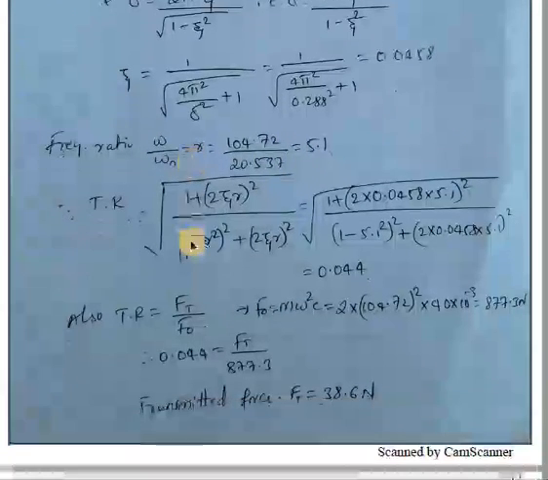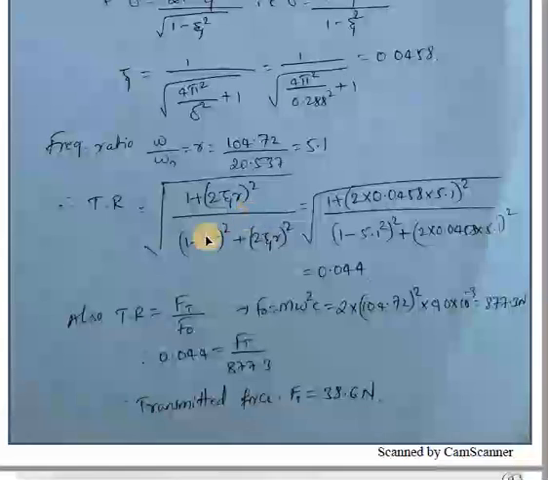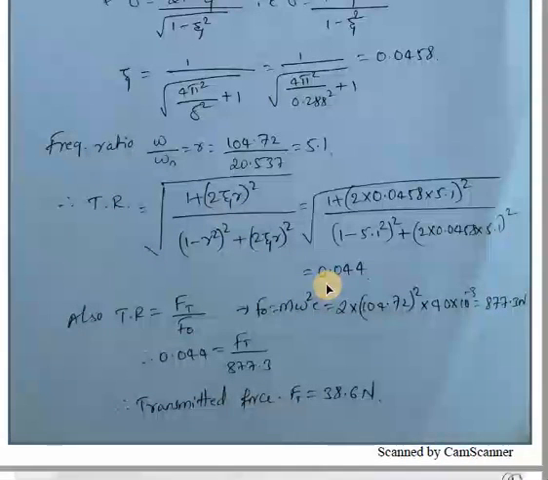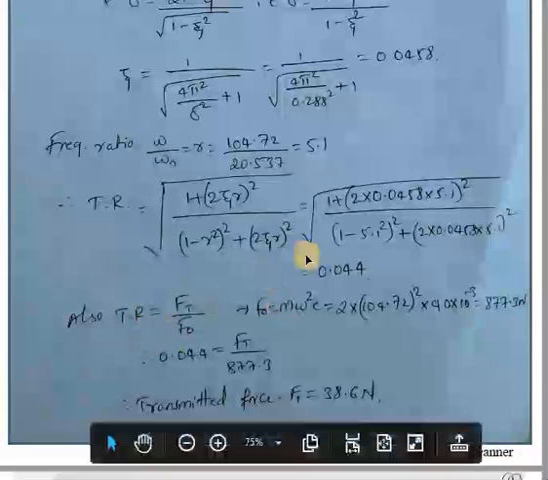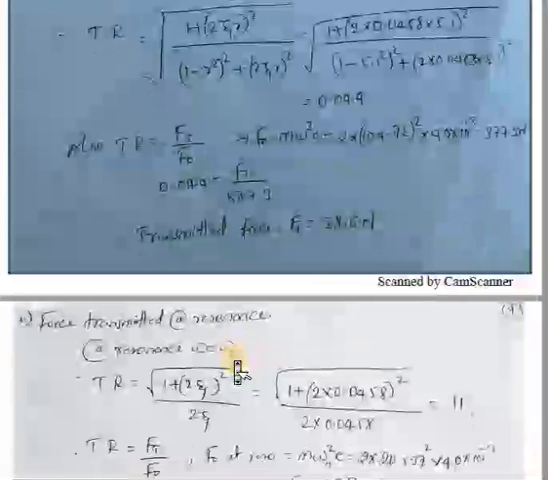Now the transmissibility ratio is given by root of 1 plus (2 zeta r) whole square divided by (1 minus r square) whole square plus (2 zeta r) whole square. In this equation you know all the values, so that you will get the transmissibility ratio as 0.044. Also we know that transmissibility ratio is given by Ft by F naught. So F naught is nothing but m into omega square into e. Substituting this and this TR value in this equation, you will get force transmitted as 38.6 Newton.